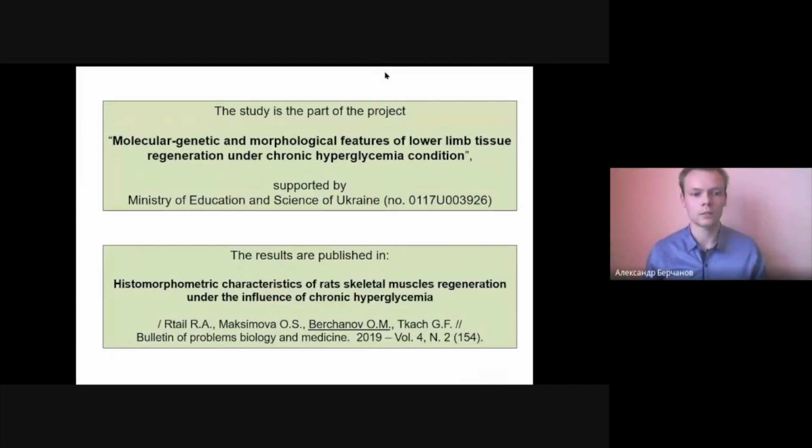This study is part of the project supported by the Ministry of Education and Science of Ukraine. The results are published in one article.